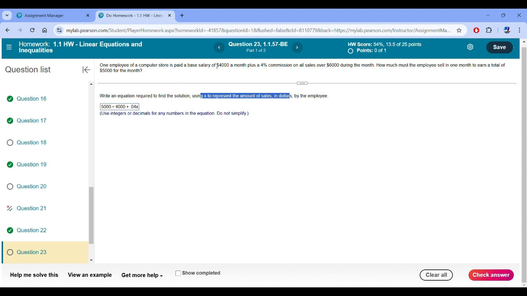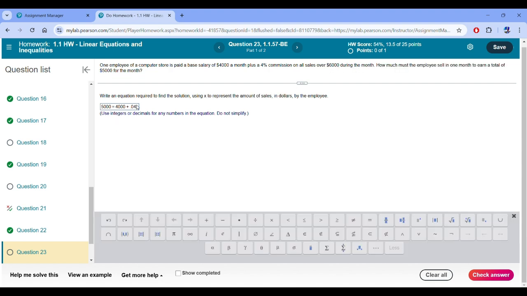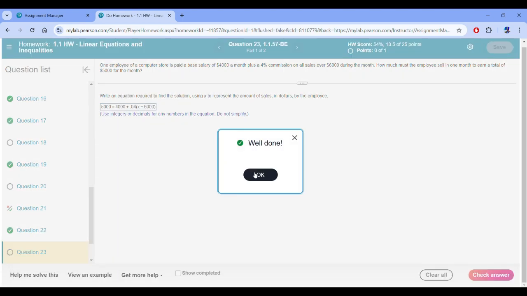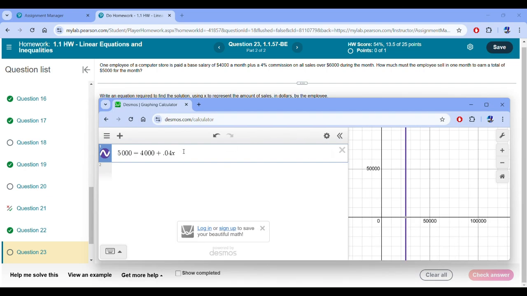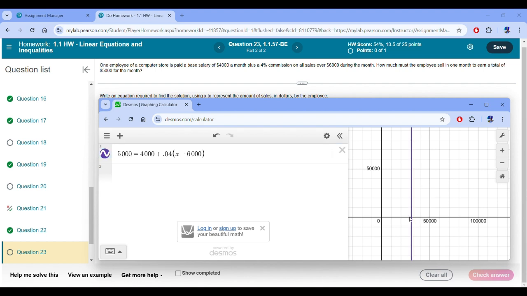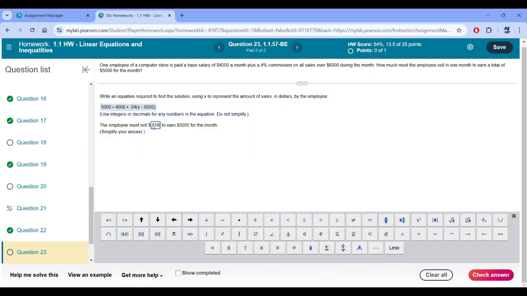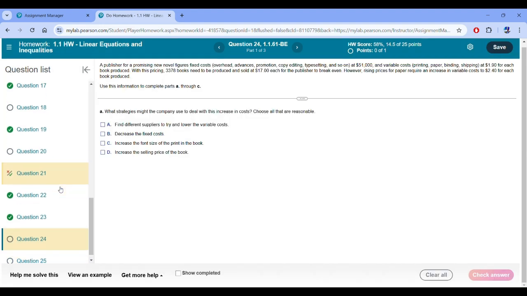So let's see, we have a computer paid a base salary of 4,000 a month plus 0.04% on all sales over 6,000. So what I'm going to have to do is parentheses x minus 6,123. There we go. Sorry. So now when I go back to Desmos, it would just be x minus 6,123. Now it's 31,000. So how much must the employee sell? 31,123. Cool. Two more questions.